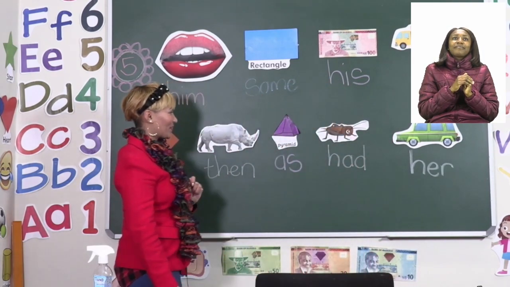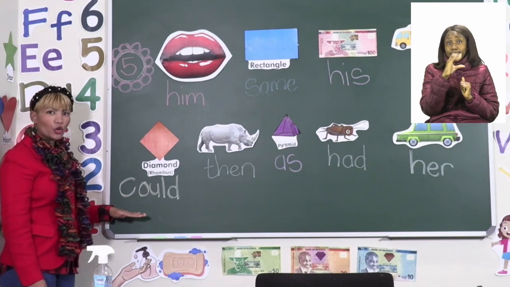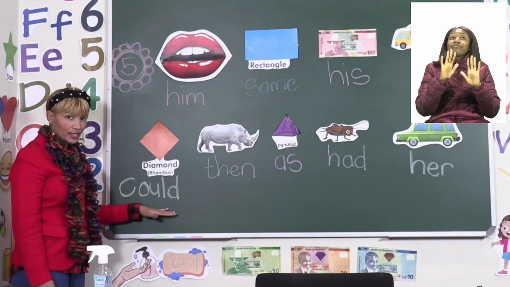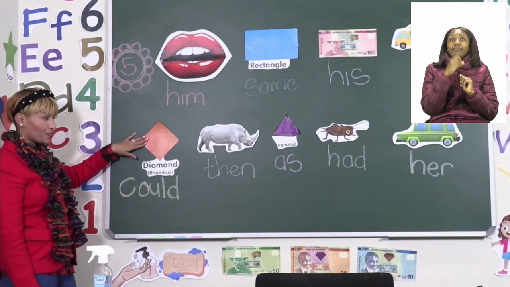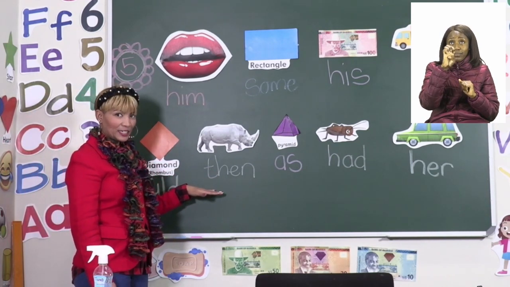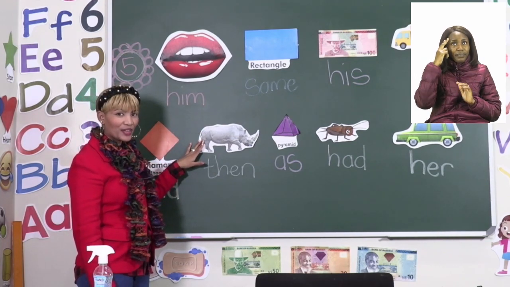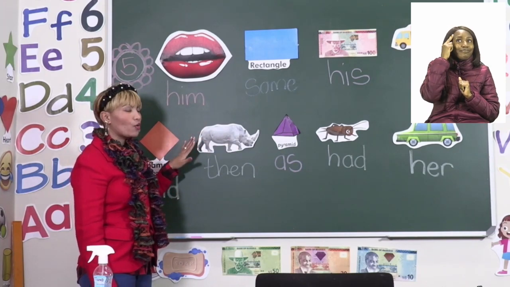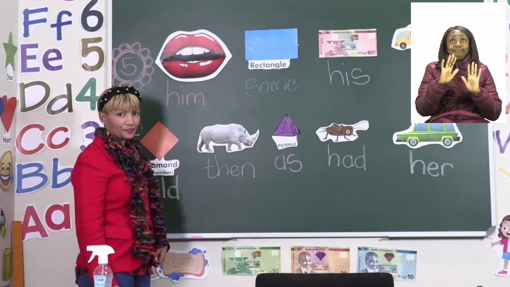There we go. And then we move on. We look at the word could. All the little blocks with the word could in it, you have to color orange. All the little blocks with the word then, you have to color gray. Okay, can you see this rhino is nice and gray? So all the blocks with the word then, you color gray.